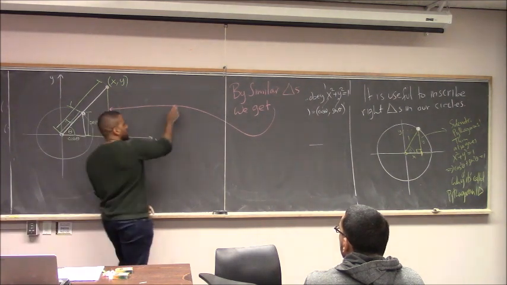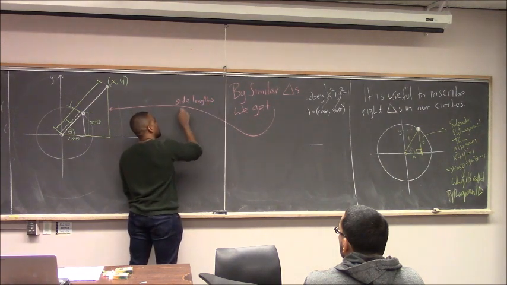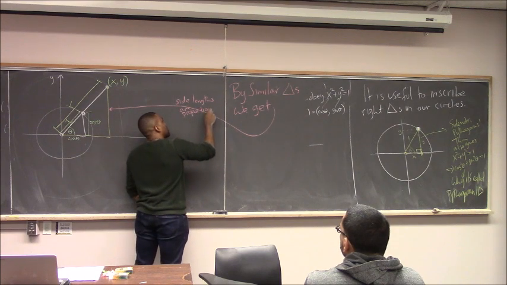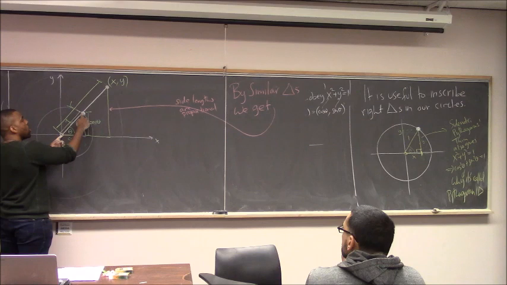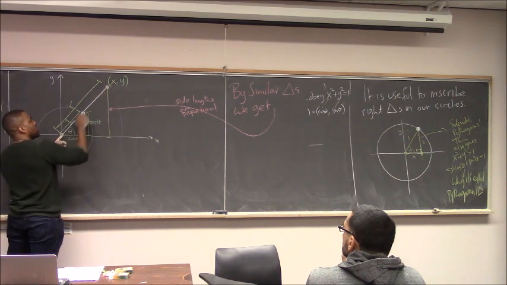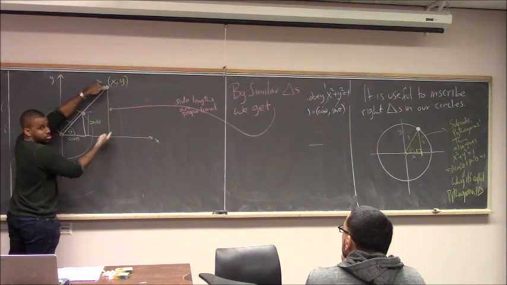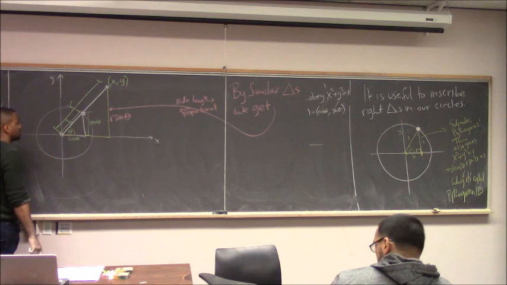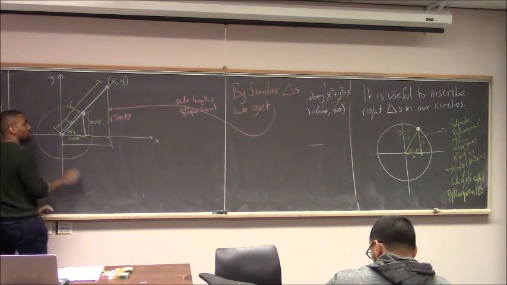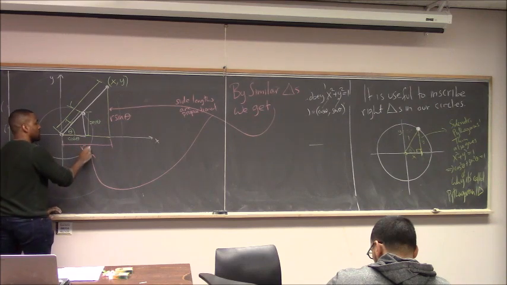Similar triangles tells us that side lengths are proportional. Which means, if this is 1, to get this I have to multiply that by r. So if this is sine theta, to get that, multiply by r. Similarly, this distance here will simply be r times the cosine.